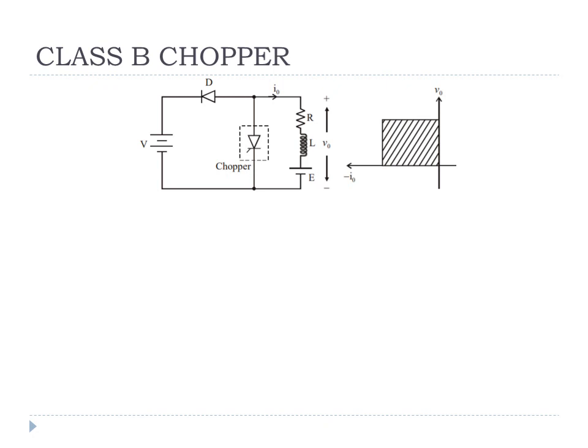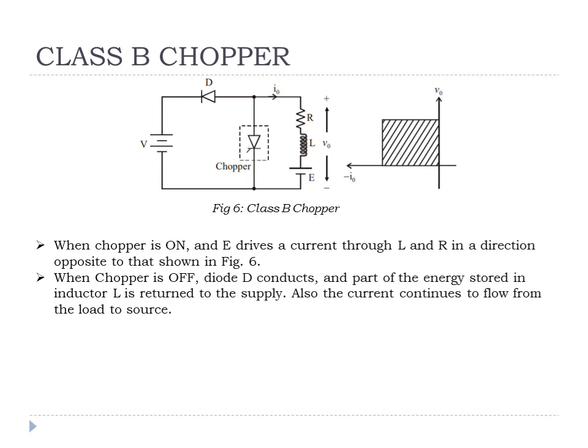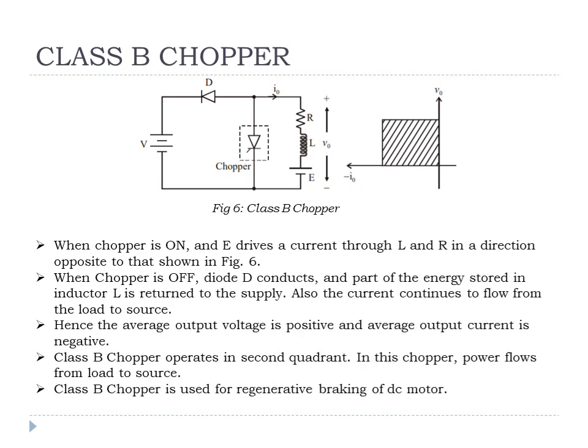So it will help in charging the supply voltage V, and this phenomenon, because the average output voltage is positive whereas current is negative, is known as the second quadrant operation of the chopper. Such a circuit is useful in applications such as electrical cars, where when the brake is applied, an EMF will be generated, and that EMF will be helpful in charging the car battery. This phenomenon is popularly known as regenerative braking of DC motors.